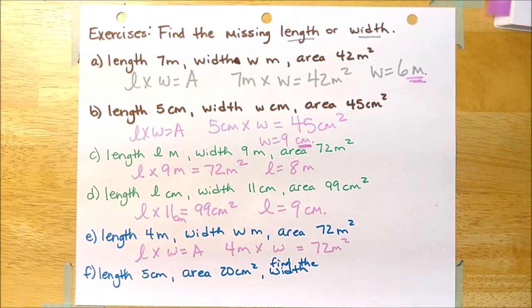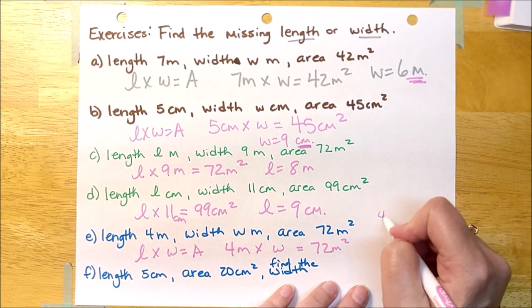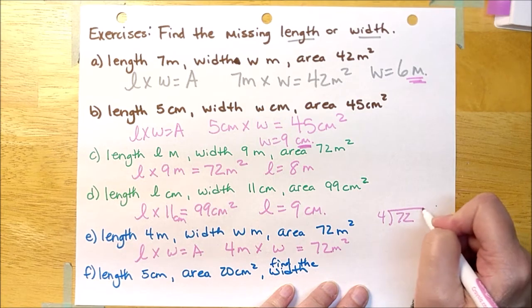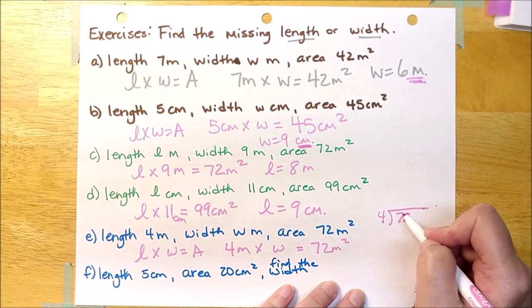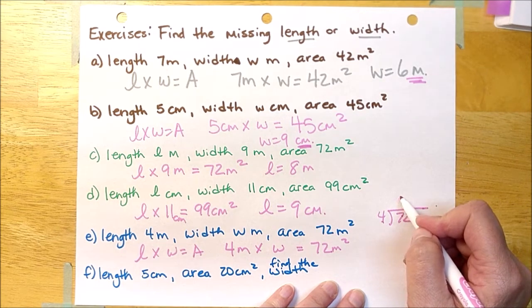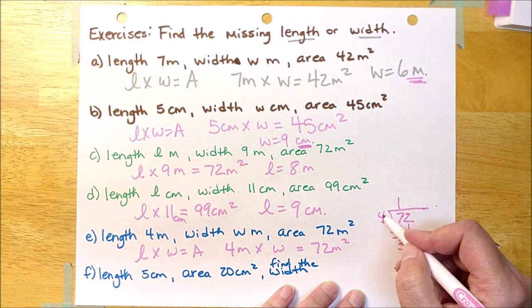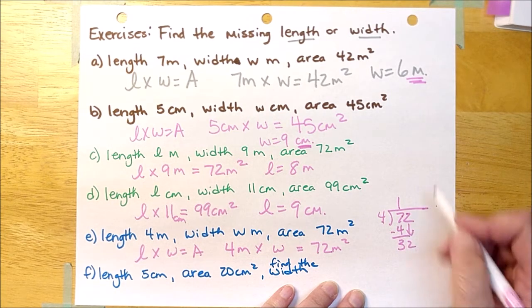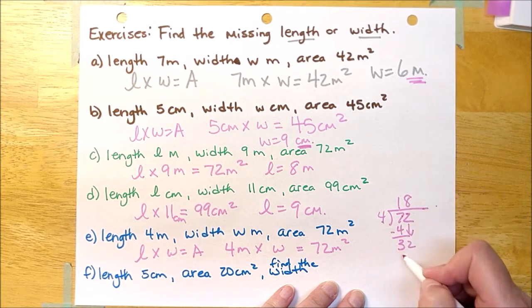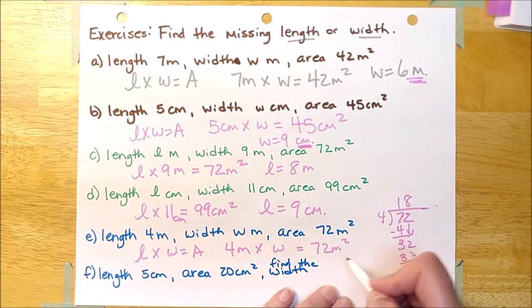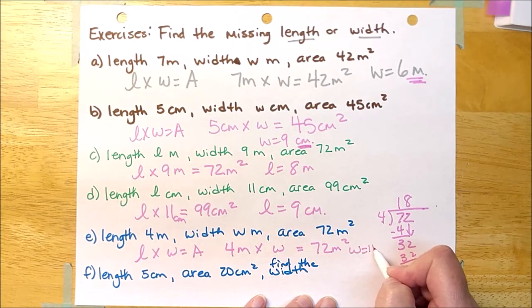Oh no, that's a really hard one. So I'm going to have to put all my good old division skills to work. 4 goes into 7. 2 times would be 8. That's too many. So 1 time. Subtract, and I have 3. Bring down my 2. How many times does 4 go into 32? It goes 8 times. 8 times 4 is 32. So W equals 18 meters.